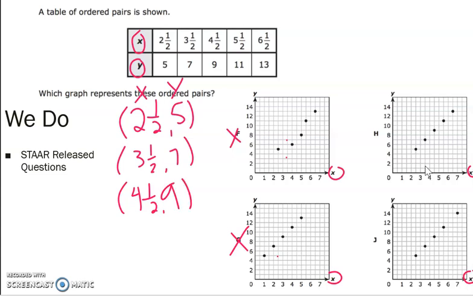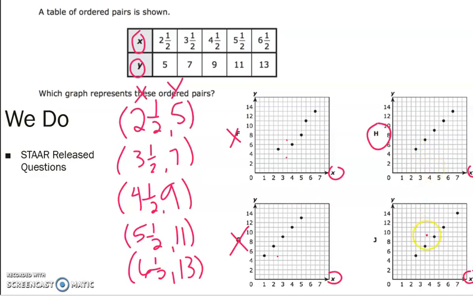4.5, 9. Let's see if that's on this graph. So 4.5, 9, yes. Let's check the next one. 5.5, 11. So 5.5, and then 11. Okay. 6.5, 13. So 6.5, 13. Yes, that is correct. So this one could be our answer, but let's check J just to make sure.